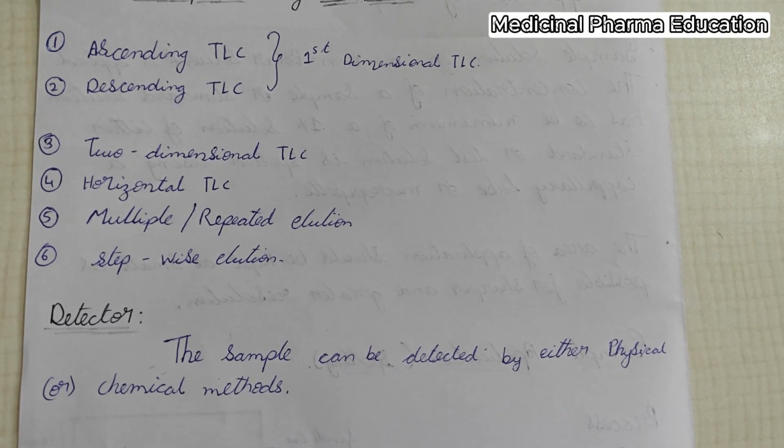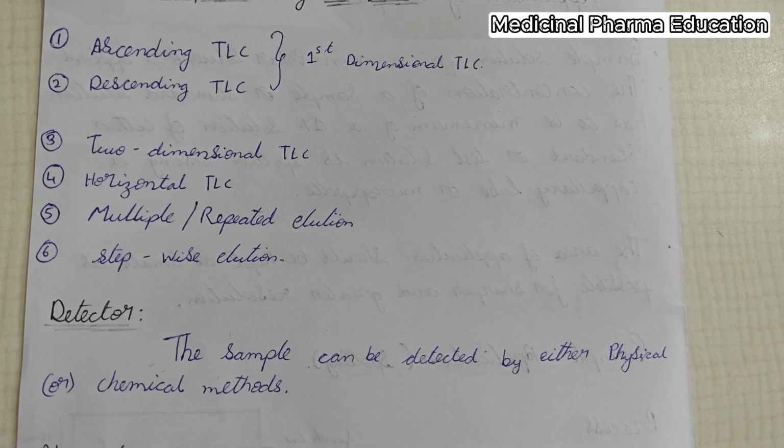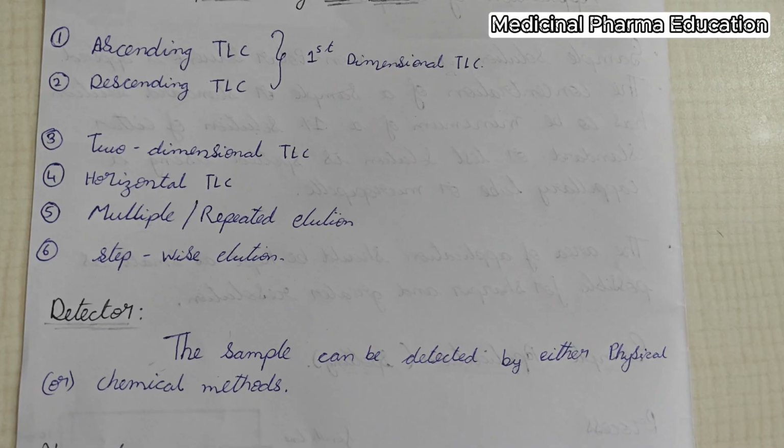And the next one is stepwise elution. I'll just tell you the process so that you can understand. In the first step, place the TLC plate in the mobile phase. Here we are using different types of mobile phase. In the first step, we use mobile phase 1. In the second step, mobile phase 2. In the third step, mobile phase 3. In the first step, the sample undergoes partial separation.